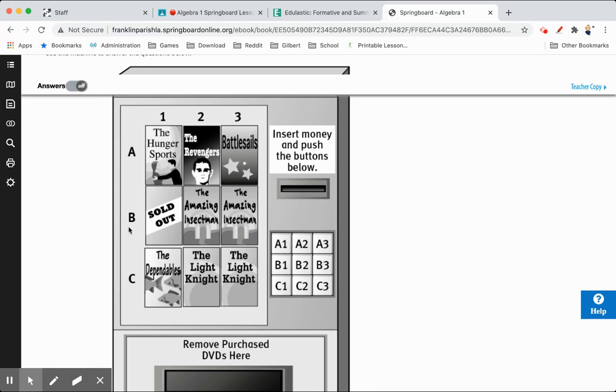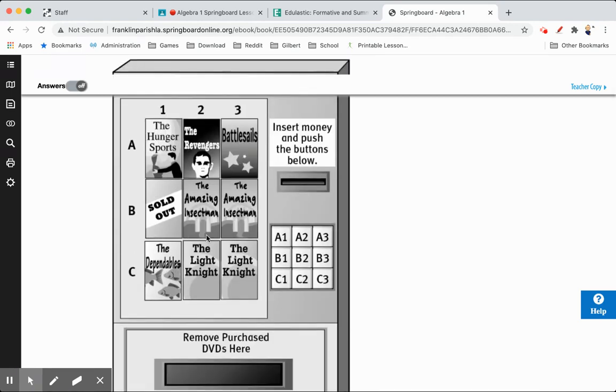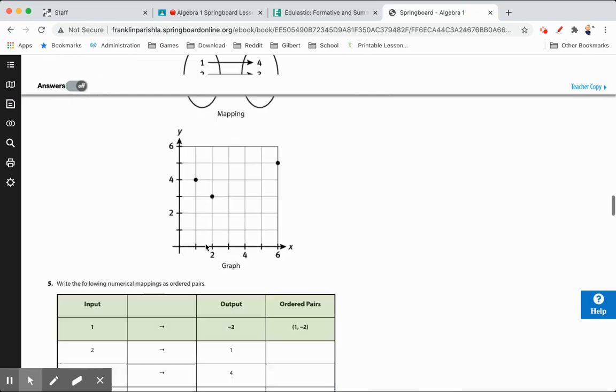It wouldn't be a function anymore if I pressed B2 and got both the insect man and something else, dependables, let's say. So as long as you get one thing that happens when you put in an input, that's a function.